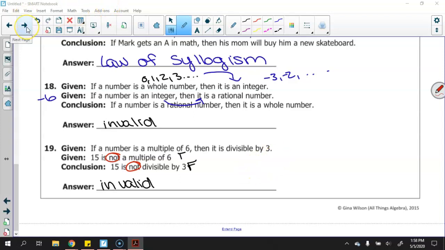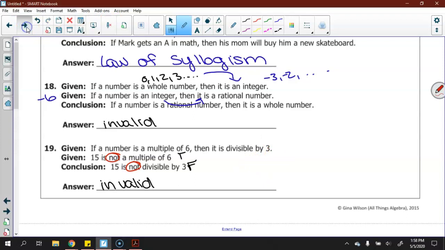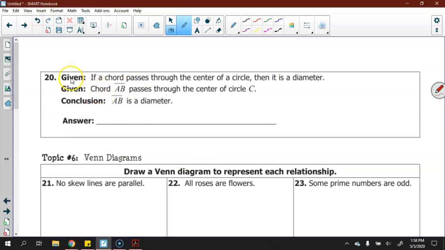All right, ready for this last page? This one right here is law of detachment. It says, if a chord passes through the center of a circle, then it is a diameter. Well, guess what? You have a chord that passes through the center of a circle, right? So the if statement happens. That means this has to be a diameter. So this is law of detachment.